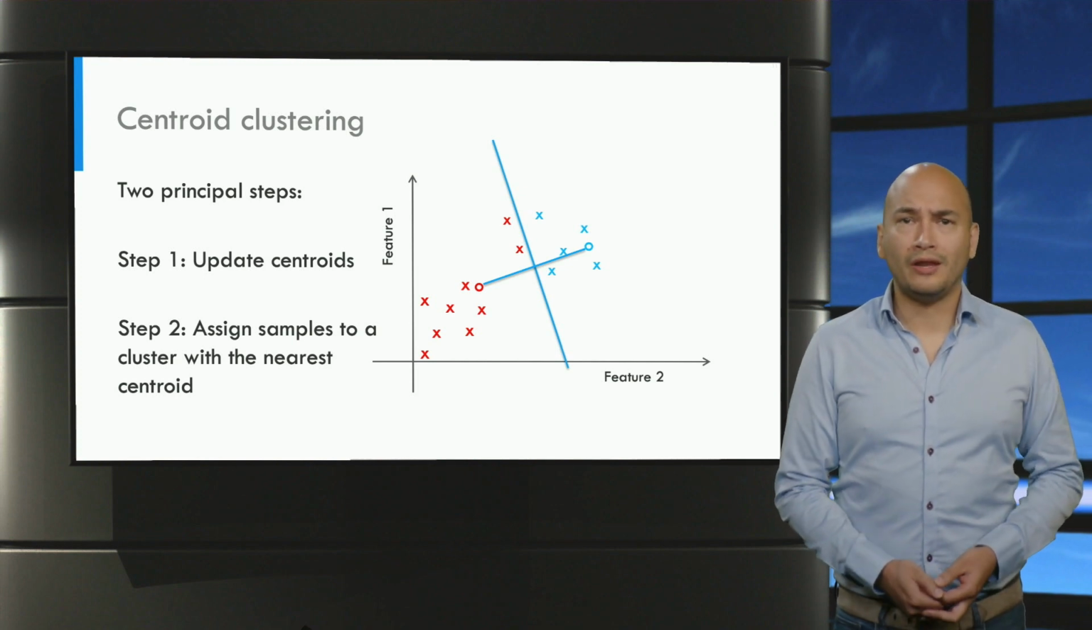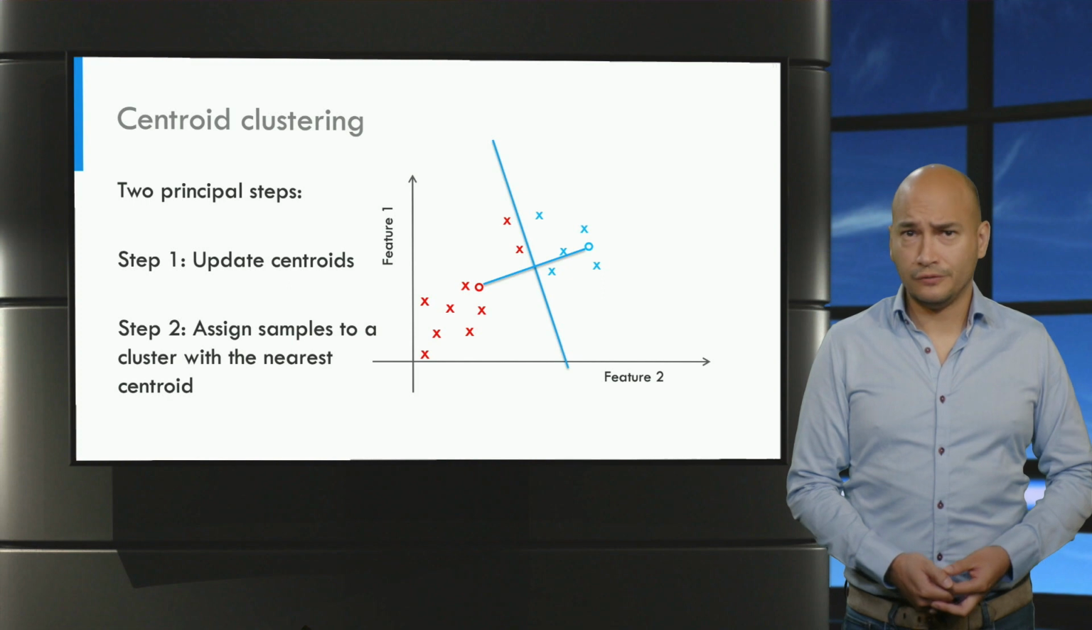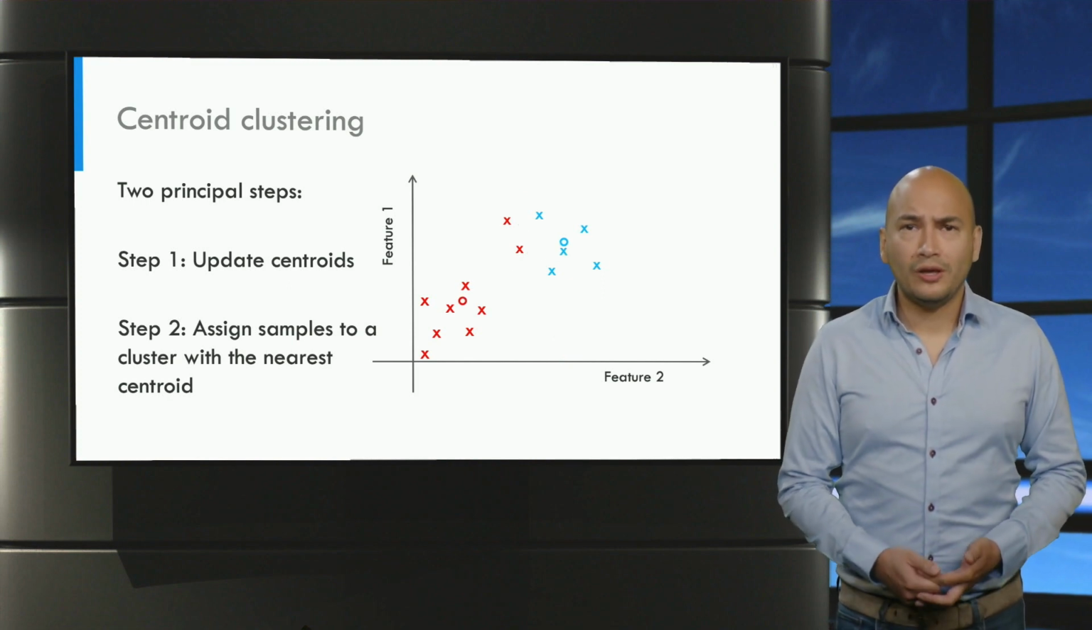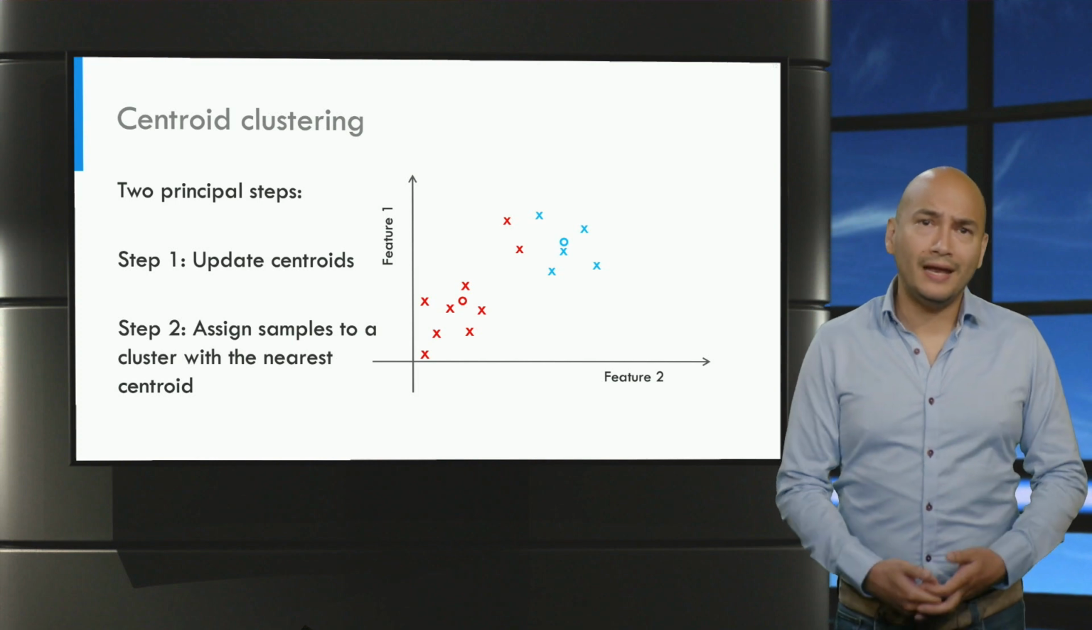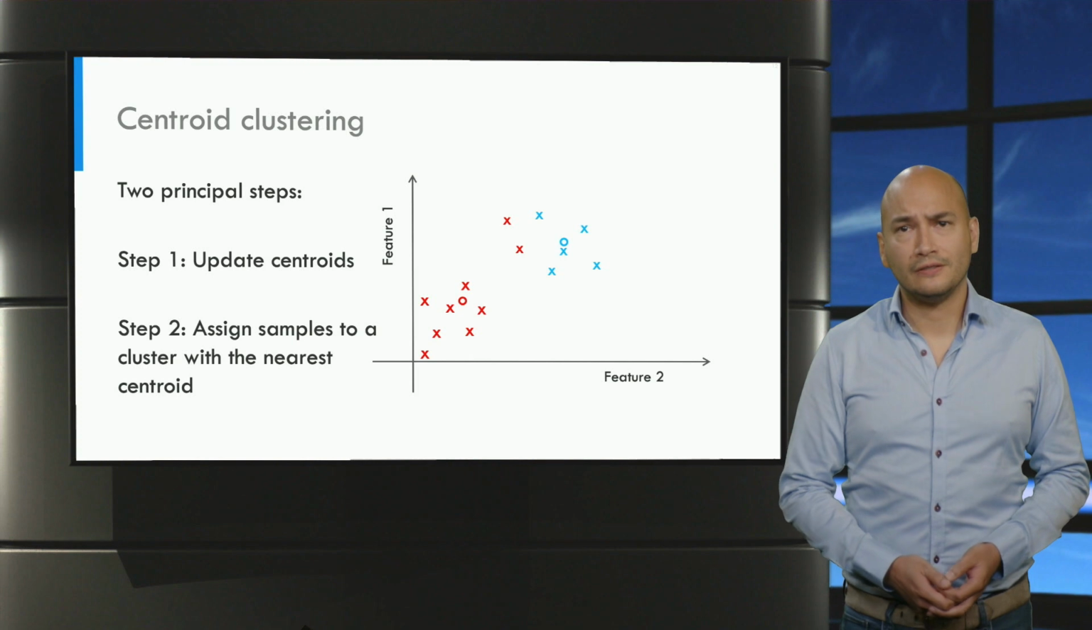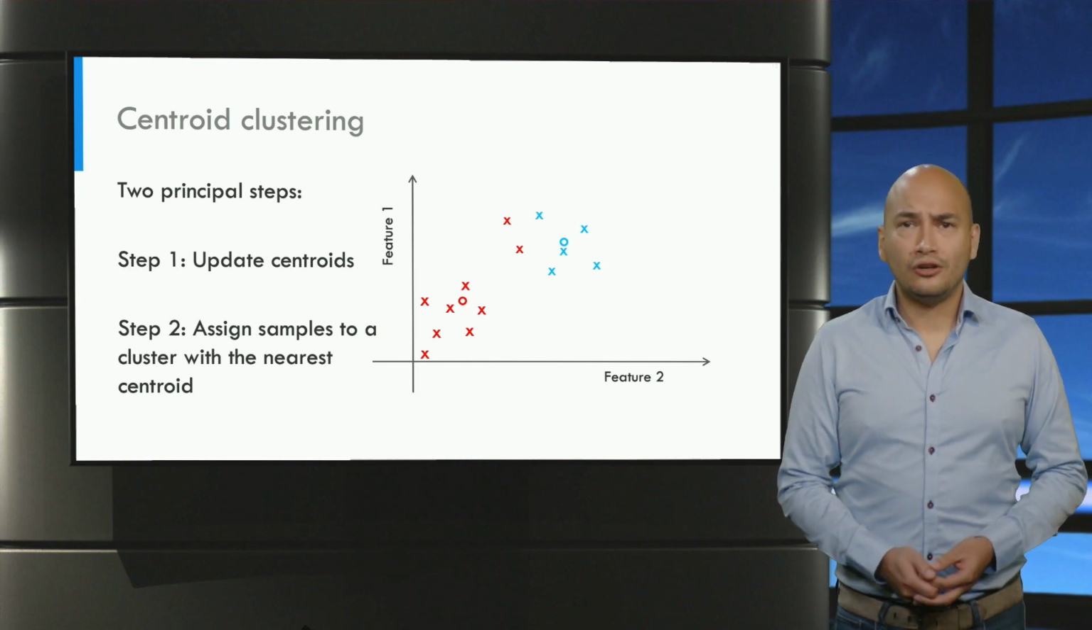Moving forward, we need to update again the centroids. Centroid clustering has an iterative approach, so we repeat step 1 and 2 again and again until there are no changes in the samples of the two clusters. This means the centroids and clusters are both fixed at the end of the iteration.